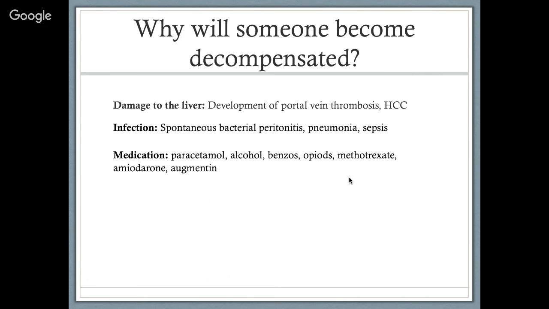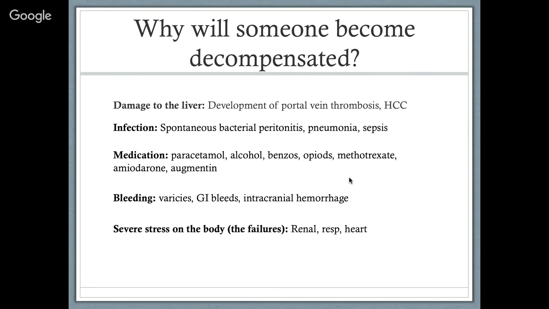Bleeding, so any sort of varices, GI bleeds, intracranial hemorrhage causes stress on the body and can tip somebody to a decompensated state. And again, anything that causes severe stress on the body, so I just think of the failures: heart failure, kidney failure, or lung respiratory failure.